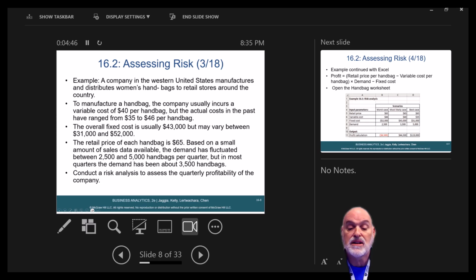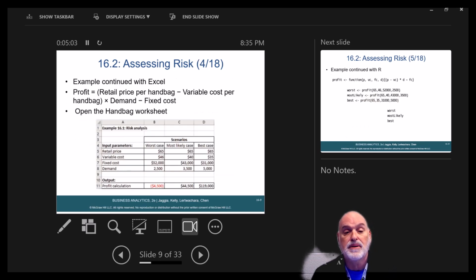Based on a small amount of sales data available, the demand has fluctuated between 2,500 and 5,000 handbags per quarter, but in most quarters the demand has been about 3,500 handbags. Conduct a risk analysis to assess the quarterly profitability of the company.